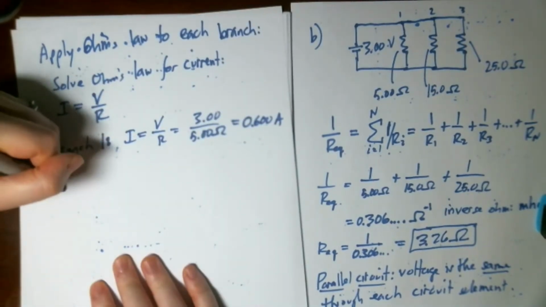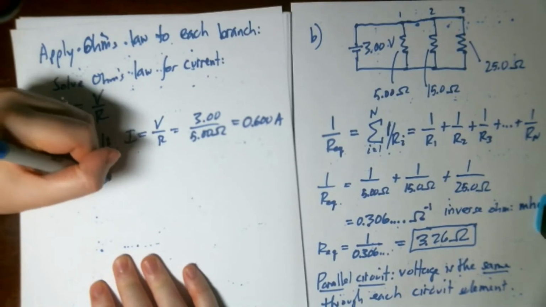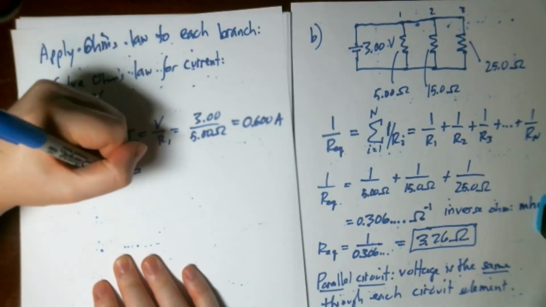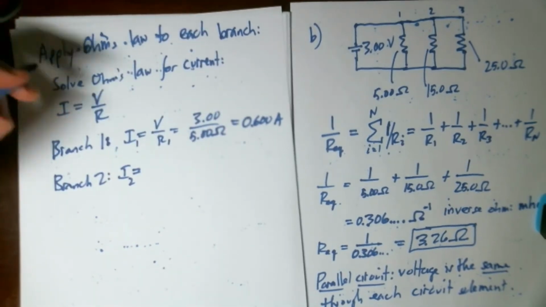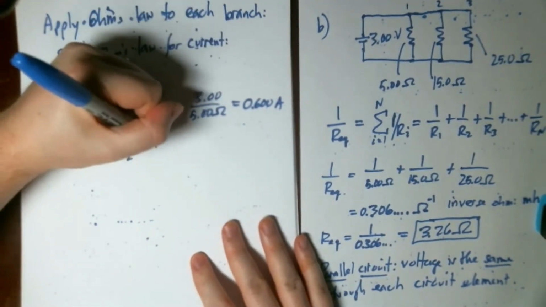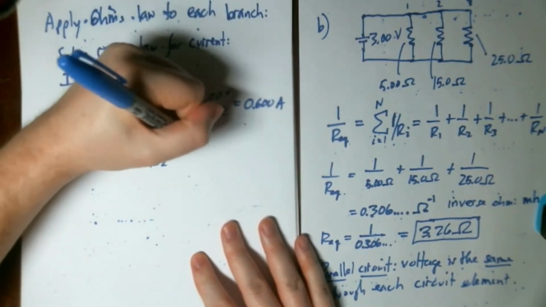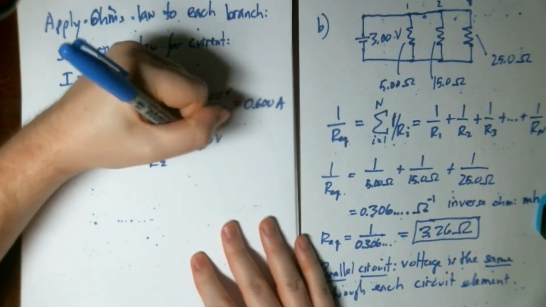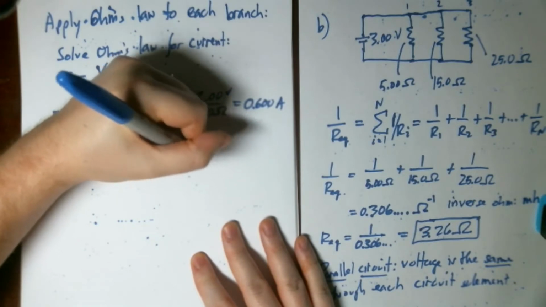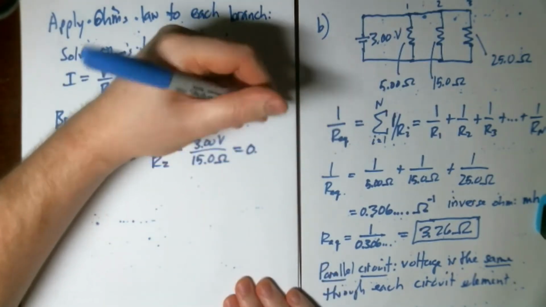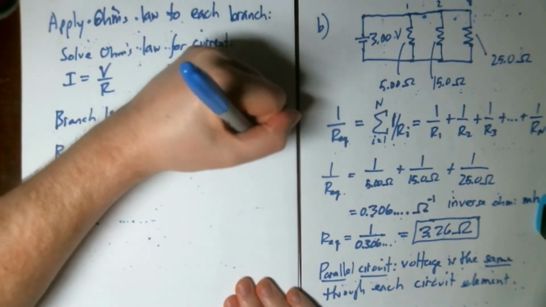For branch 2, put subscripts on those so they're identifiable. We're going to have the same voltage over the resistance in branch 2, which is going to be 3 volts, now over 15 ohms. And that's going to be 0.2 amps.